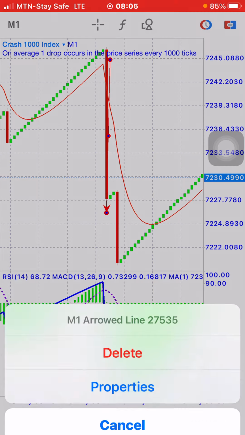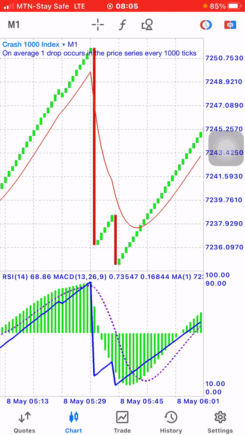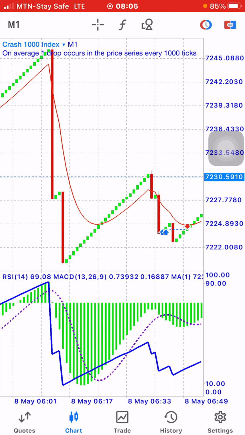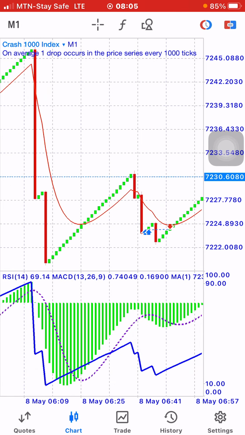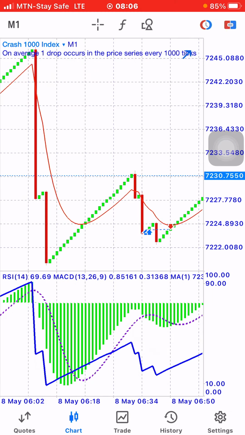There are some conditions that need to be met before we enter the market. Whenever this red spike comes down, you have to look down at this blue line, that is the MACD blue line, and this purple line. You have to look at this blue line, just like here.